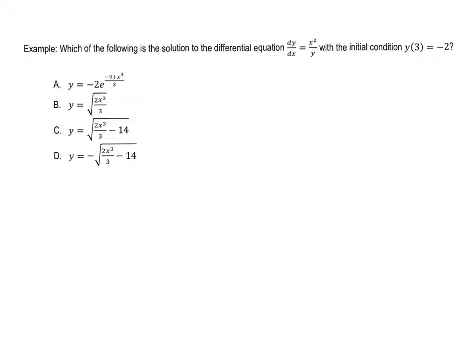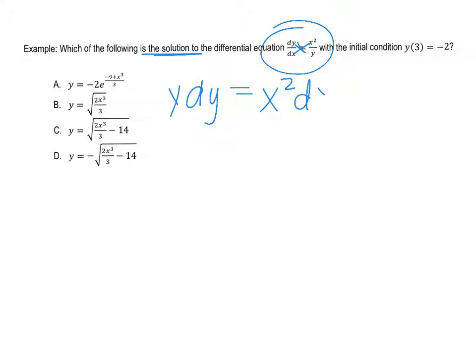Alright, so in this example, which of the following is the solution to the differential equation dy/dx equals x squared over y with the initial condition of y of 3 equals negative 2? So first, is this separable? I'm looking for the solution, so can I do this using separation of variables? Yes, I can, because x squared and y is separable. It's connected by division. So I'm going to do a cross multiplying thing here, where I'm going to put the y with the dy equals x squared dx. I'm just separating all my x's on one side, all my y's on the other.